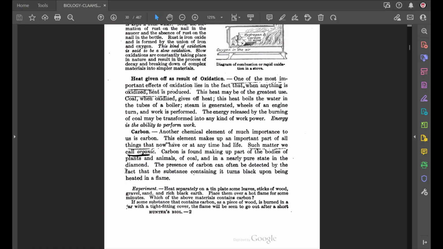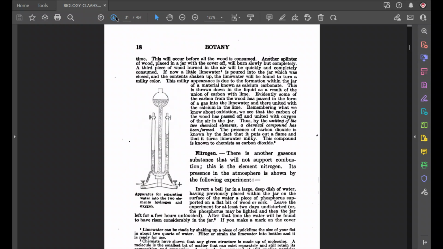If some substance that contains carbon is burned in a jar with a tight cover, the flame will be seen to go out after a short time. This will occur before all the wood is consumed. Why would the flame go out in a jar? Because there's no oxygen left. The oxygen is consumed, and as soon as there's no more oxygen, the fire can't burn. There can be no more oxidation because there's no more oxygen, and the fire will go out.